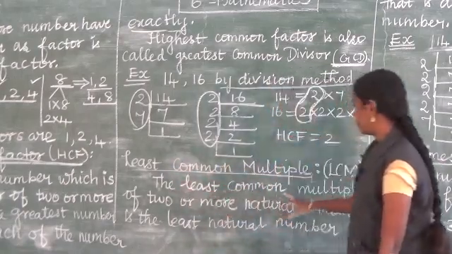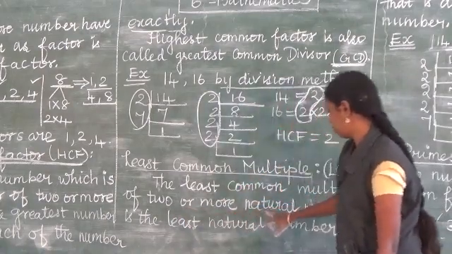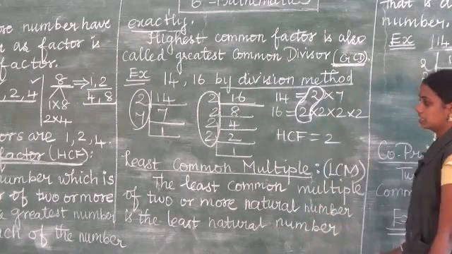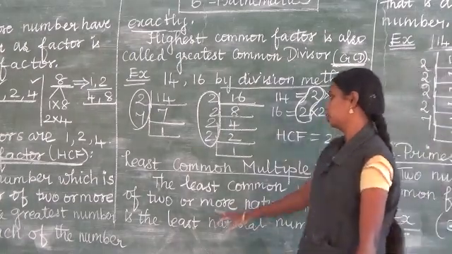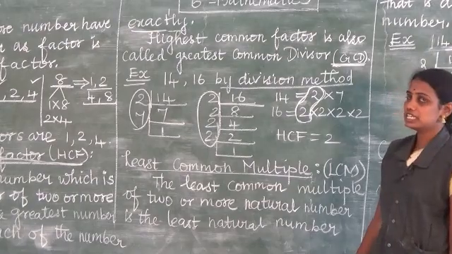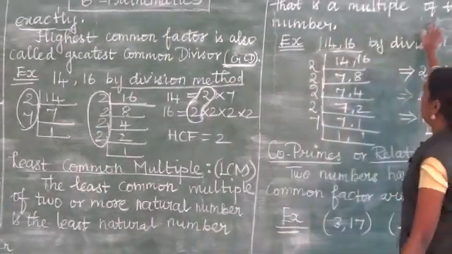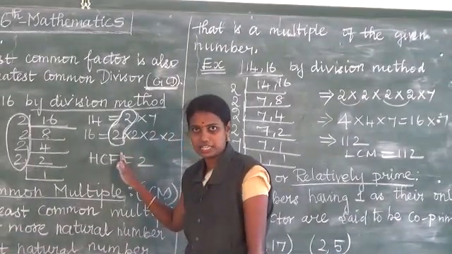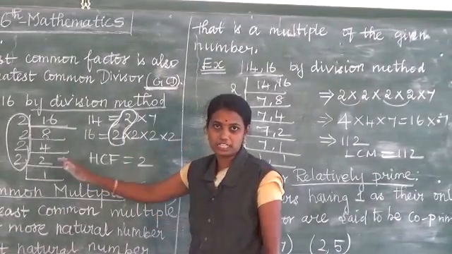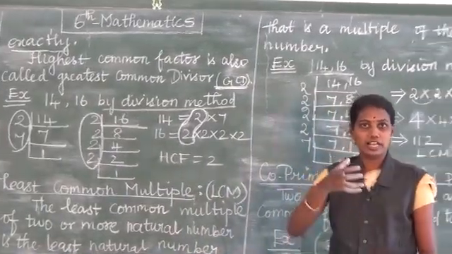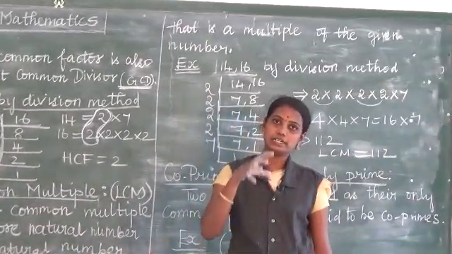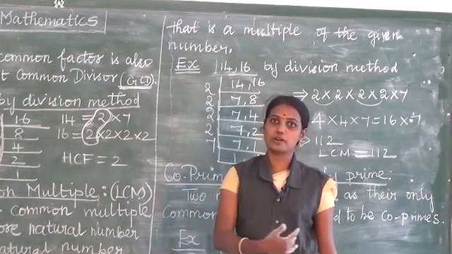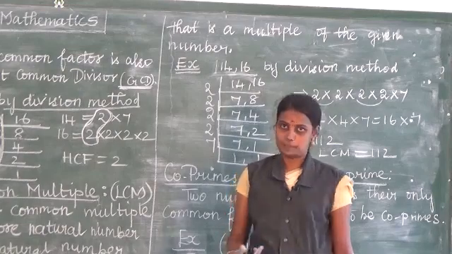The least common multiple of 2 or more natural numbers is the least natural number that is a multiple of the given numbers. In HCF we take only the highest number as the answer. Here, for the least common multiple, we take the common multiple along with the least number, and the remaining numbers also will be taken as the answer.